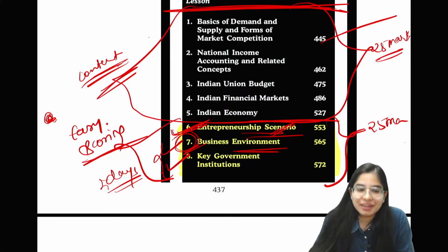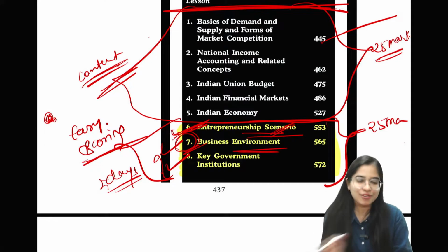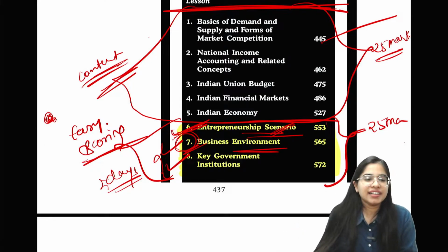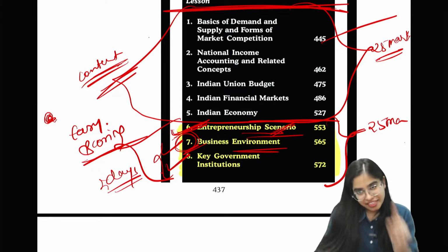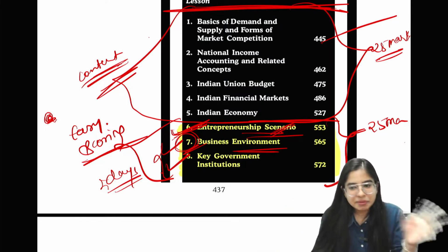Can you say important part? Everything is important. I can send you the highlighted PDF, what to study, what not to study. But I cannot say this topic is important, this topic is not important. You will get to know by seeing the highlighted PDF if you want.